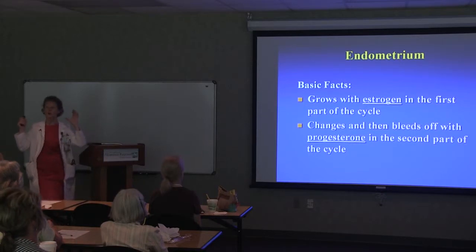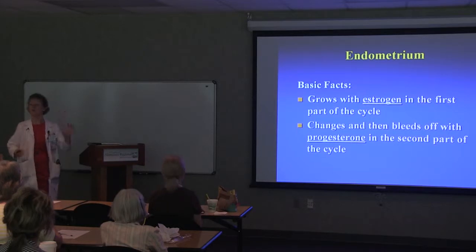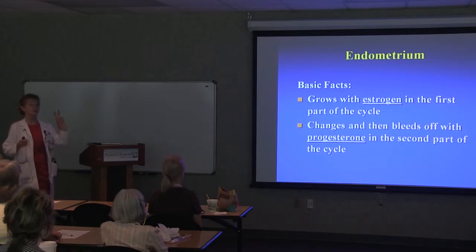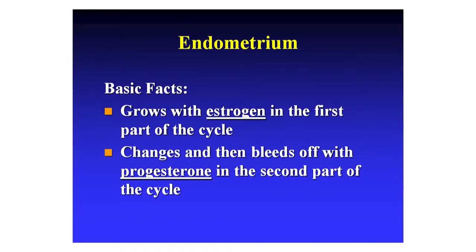So the whole story regarding prevention and also sometimes treatment and risk factors, you can bring back to two factors. The lining of the uterus, the endometrium, grows with estrogen. Estrogen is the hormone which is produced in the first half of the menstrual cycle from the ovary. And then after an egg is released in the middle of the cycle, the corpus luteum forms, and that produces progesterone.